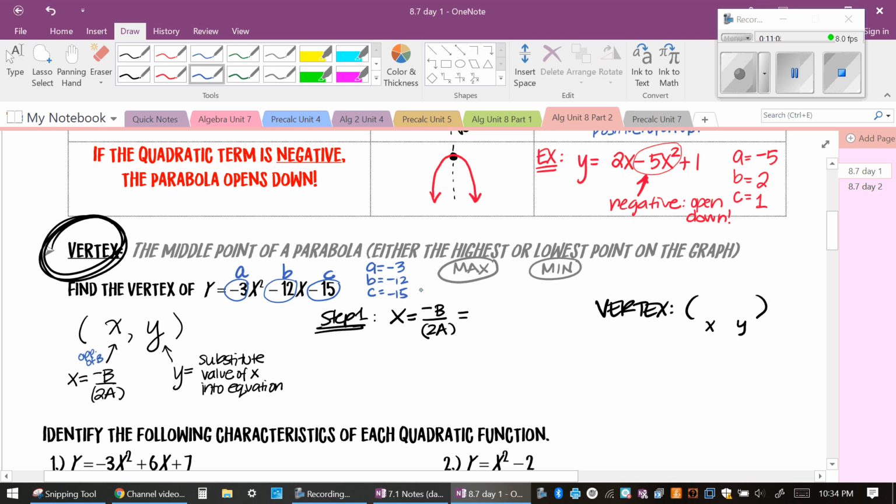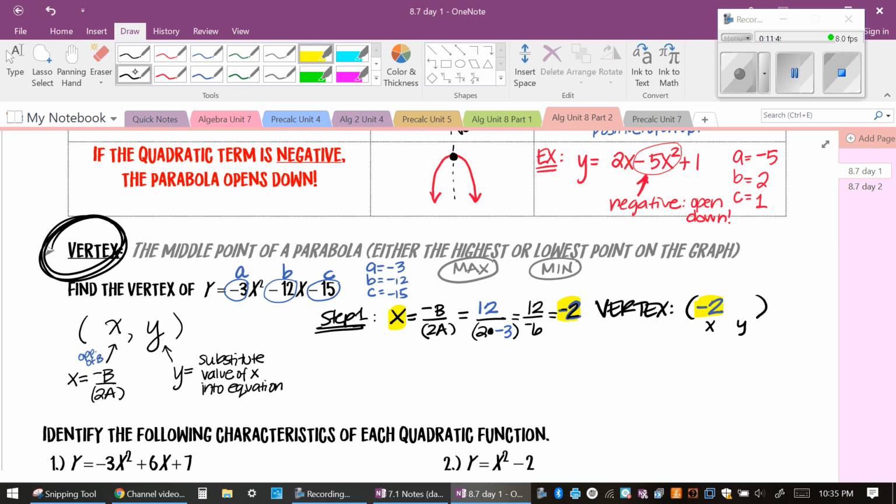Okay? All right, take the opposite of b. So my b was negative 12. I want the opposite of that, which is positive 12. And I'm going to divide it by 2 times, that's not a decimal, it's a multiplication symbol, times a, which is negative 3. Well, I'm going to find the answer to the denominator first, which is negative 6. 2 times negative 3 is negative 6, and 12 divided by negative 6 is negative 2. That's going to be my x value, negative 2. Okay, so my x value is negative 2.